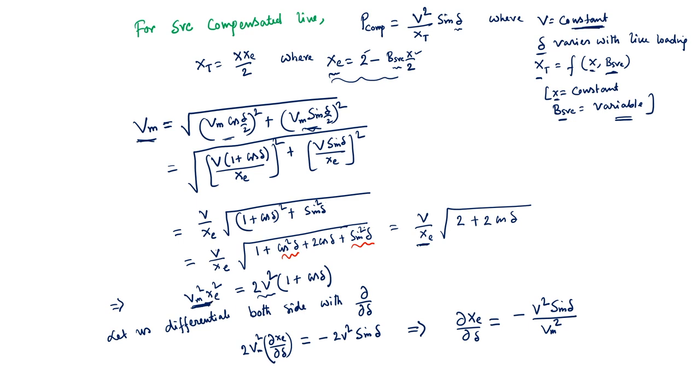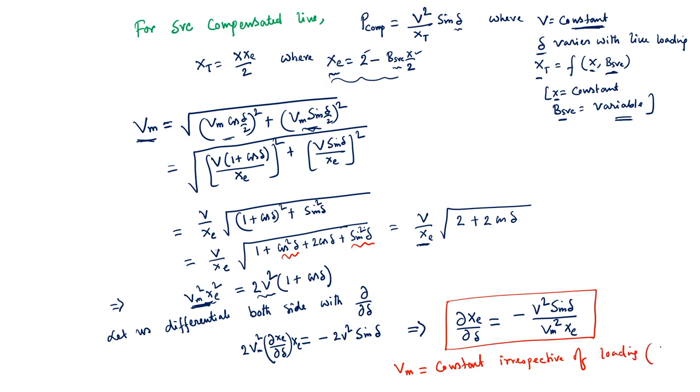Here, since we are differentiating with respect to this x c, another x c term would be there. So, that x c square is differentiated with respect to delta, that is 2 x c dx c d delta. So, one x c term would be here as well. Now, remember, this is done considering that V m will be kept constant irrespective of loading or irrespective of the change of the delta. So, this differentiation is based upon the assumption that V m is kept constant irrespective of the line loading.